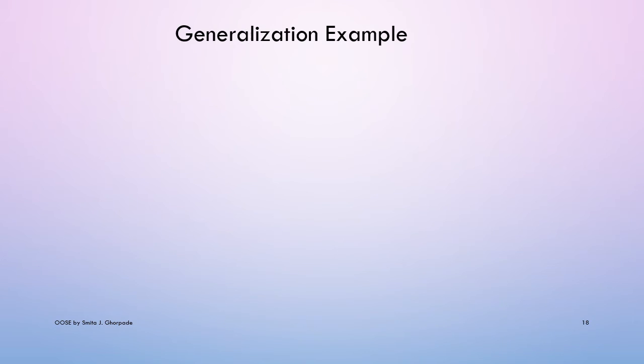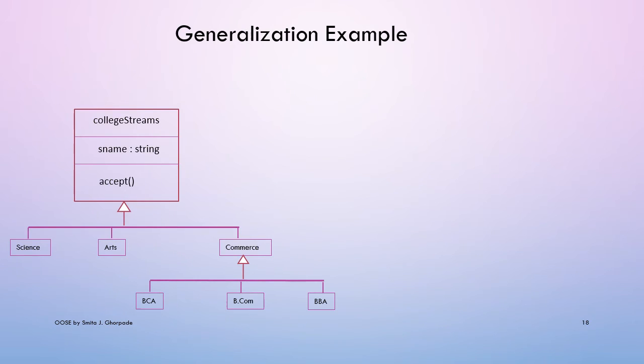An example of generalization. Here the top level class is college streams. College streams has an attribute sName, that is stream name of string type, and accept is a method present in college streams. So the top level or superclass is college streams. This triangle is the symbol for generalization. Then college streams has different types of streams like science stream, art stream and commerce stream. So these are the subclasses.